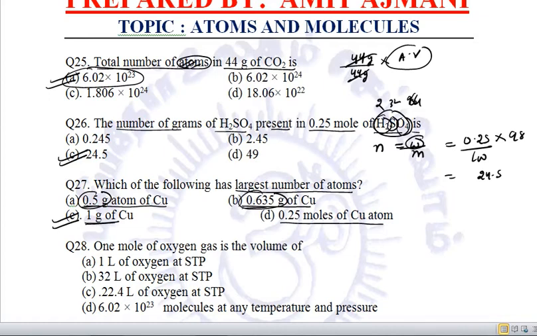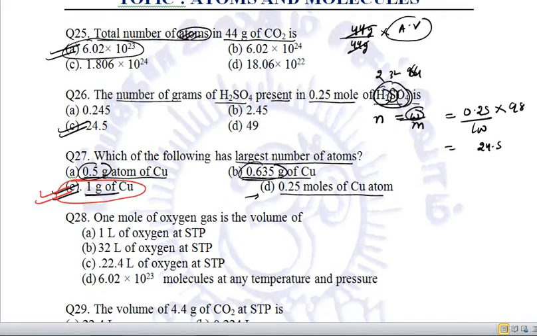Next option given to us is 0.25 moles of copper. So when we relate it with this, we will find that it is the 1 gram of copper which contains the largest number of atoms. So we will mark C to be the right answer. Kindly do the calculation in which you will be able to relate that it is 1 gram of copper which contains the largest number of atoms among all these four. Clear?